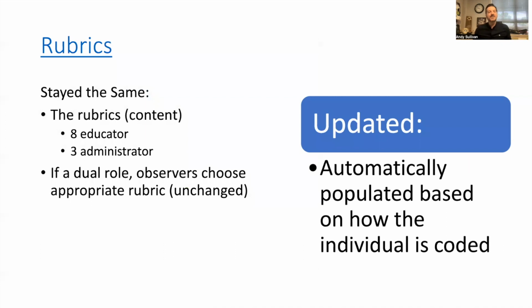So these next few slides talk about what has remained the same versus what has been updated in the system. When it comes to rubrics, all 8 rubrics remain the same from the past year, so there's no need to learn a new rubric. If you have not learned the old rubrics, I certainly encourage you to find those and read those, specifically that effective category. And you still have the ability to have dual roles as observers.